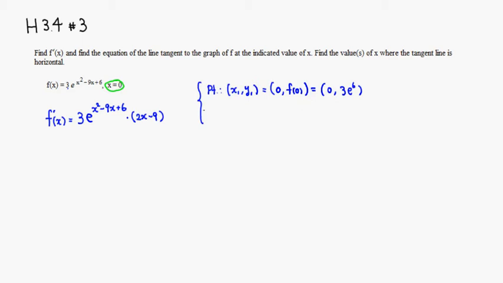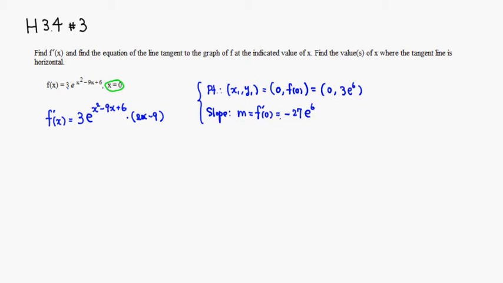And then we need to find the slope. Let's use m. m can be found by looking at the derivative, which we just found, and plugging in the x value, which is 0 in this case. If you plug it in, 3 times 2 times 0 minus 9. So negative 9 times 3, which is negative 27. Then you have e to the 6th power again.